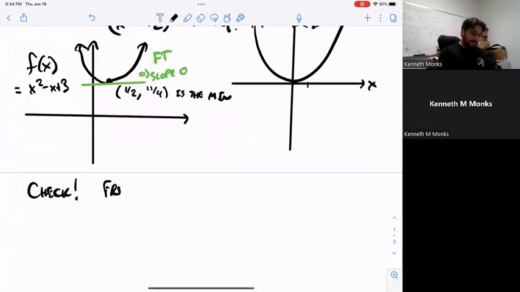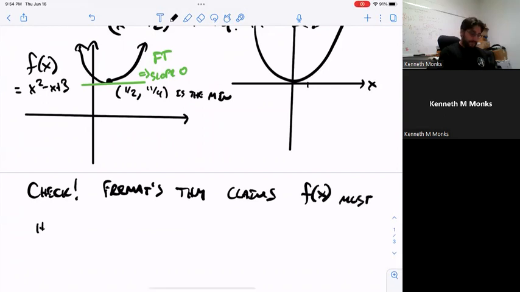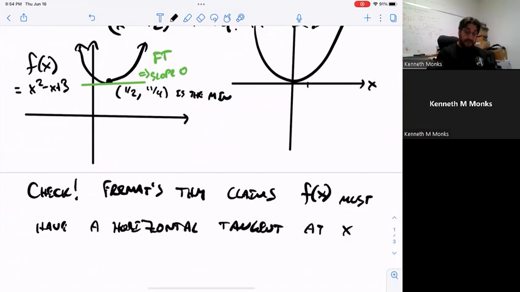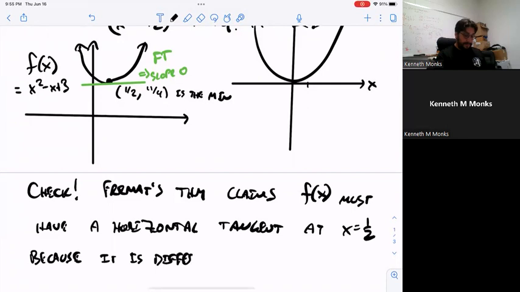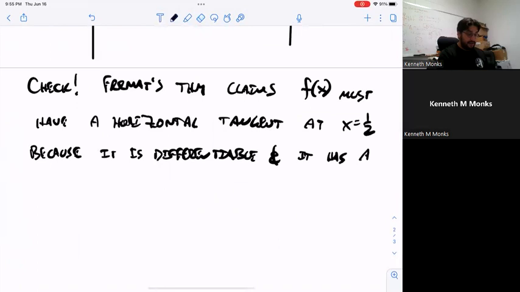Fermat's theorem claims that f must have a horizontal tangent at 1/2 because it's a differentiable function that has a min at that point, right? Polynomials are differentiable everywhere. It's differentiable and it has a min. So let's check this now.